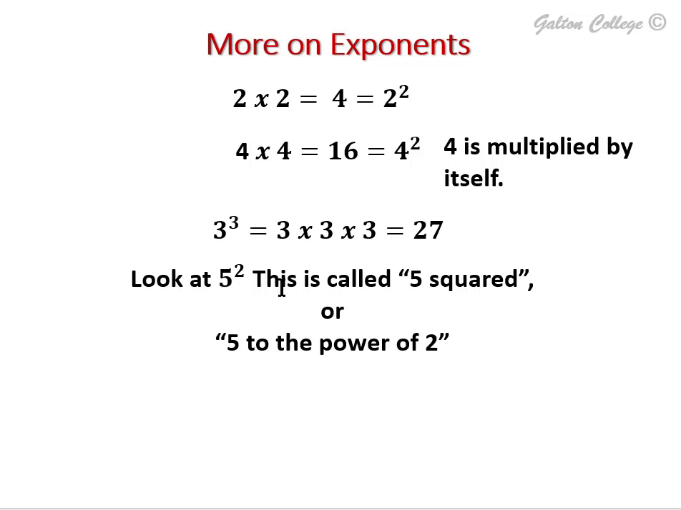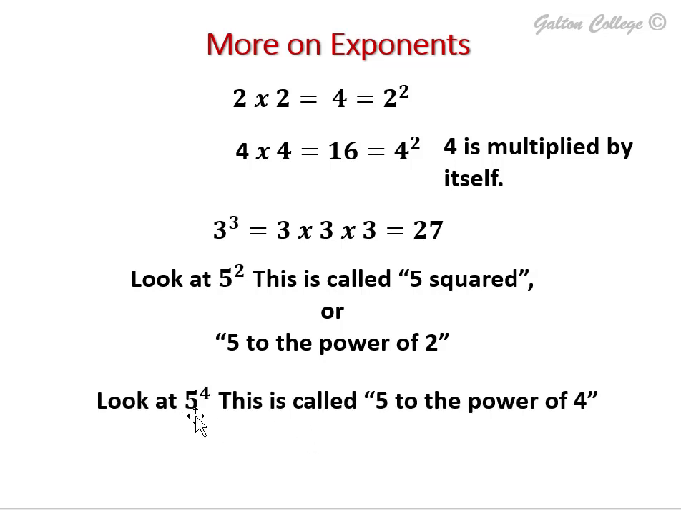Now look at 5 squared. This is called 5 squared, or 5 to the power of 2. We say to the power of 2, or the exponent is 2, or the index number is 2. It's all the same thing. So 5 to the power of 2 actually equals 25. It's 5 times 5.